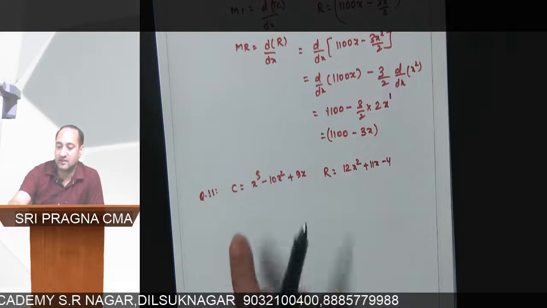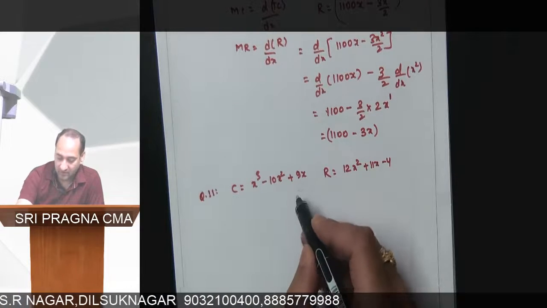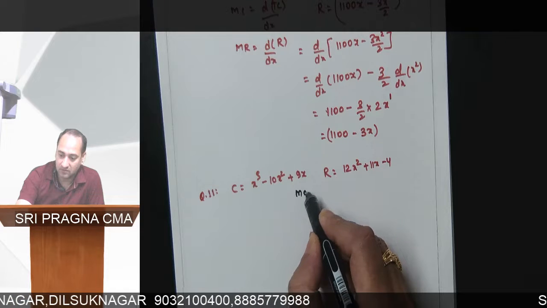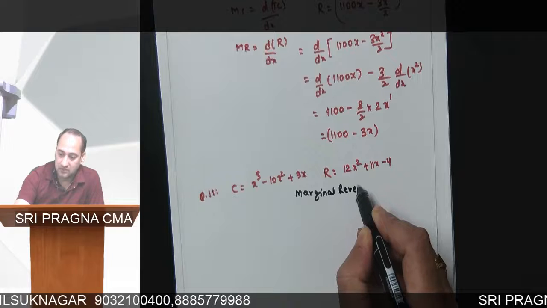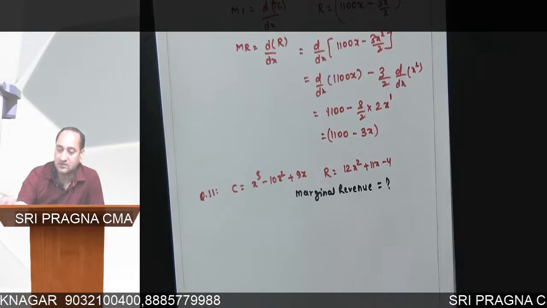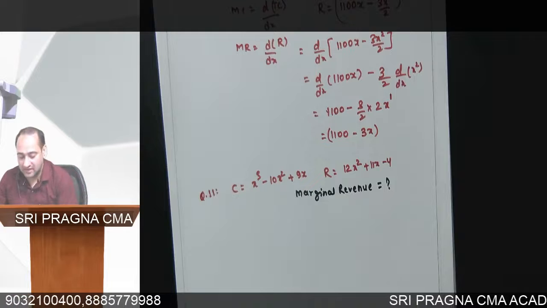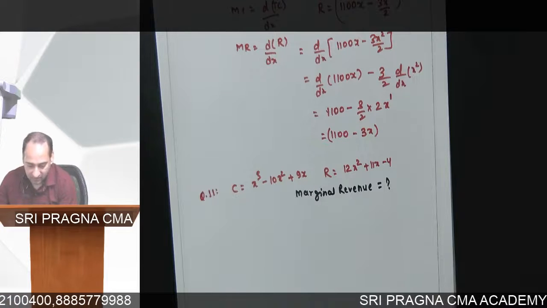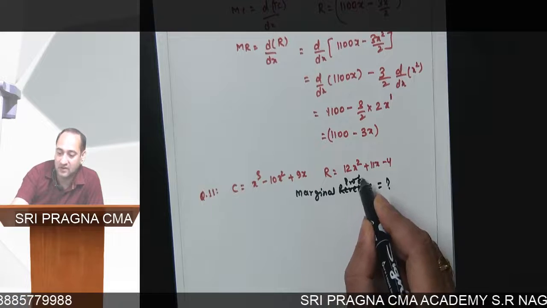Now this is a question again, third number. Cost is given, revenue is given, and they are asking you to find the marginal profit. Marginal revenue means dR by dx, but here they are asking for the marginal profit.